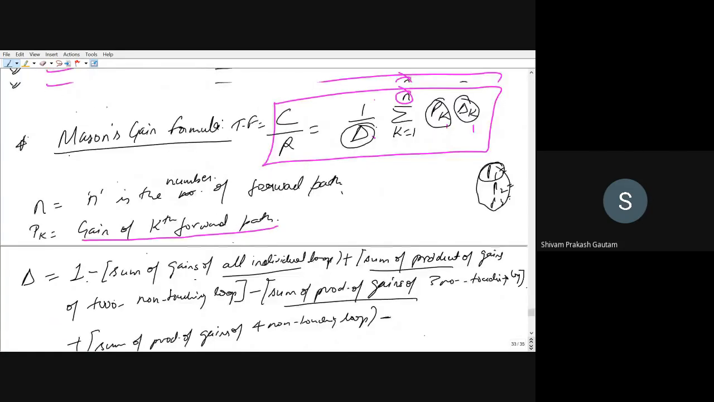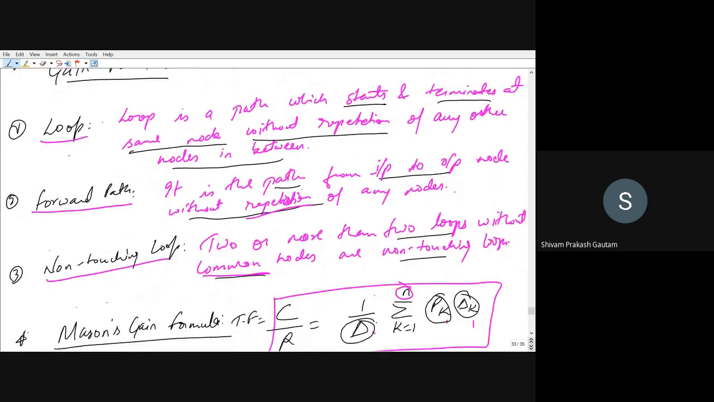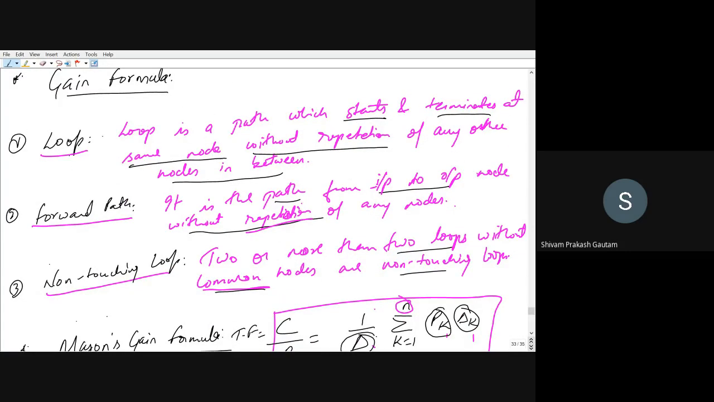So as I have told you, for the gain formula, we have only three essential components. First one is loop, then forward path, then non-touching loop. These are the three components that you have to remember, right? What is a loop? A loop is a path which starts and terminates at the same node. From whichever node you are starting, it should terminate at the same node.